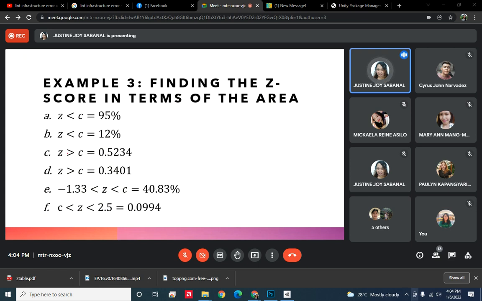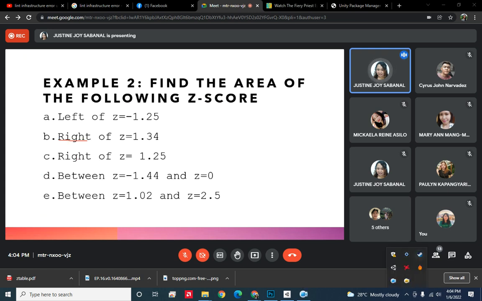So, try to answer this. Z to the right of z is equivalent to 1.